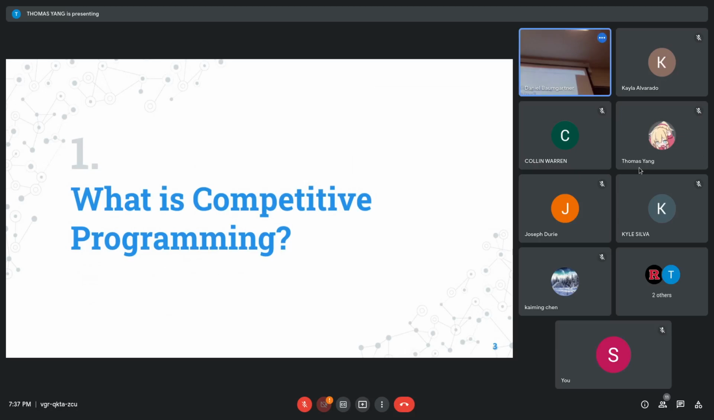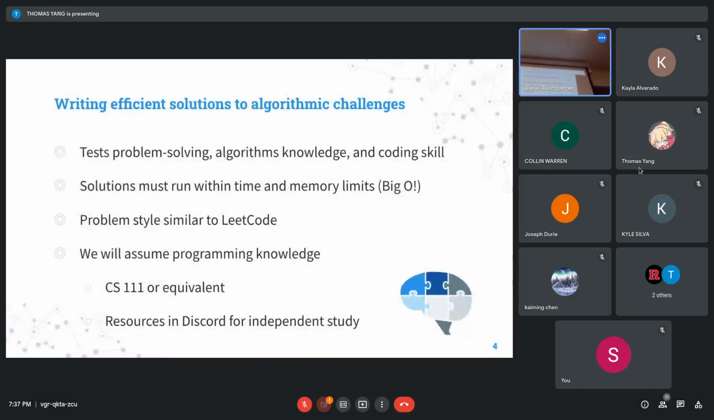Okay. So competitive programming is, fair enough. So you guys ever heard of LeetCode? It's a better version of that. So what we do here is we write efficient solutions to algorithmic challenges. That's a little bit vague. So more in depth, problems are more, if any of you have done competitive math or just any kind of riddles or word problems, it's kind of like that, but you're translating it into code. So you're trying to find the most efficient solution to these kinds of problems.